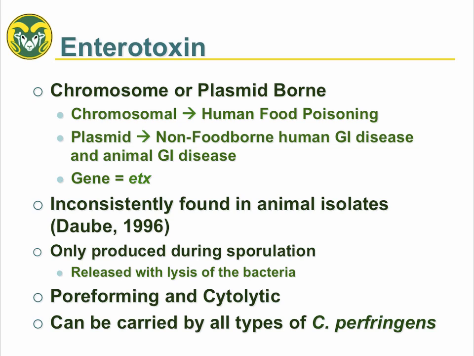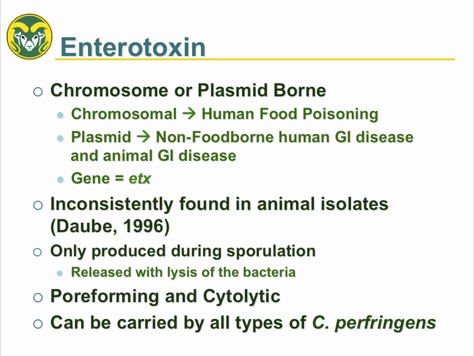Inconsistent in animal isolates, but then again, we've got this interesting thing about it in that it is only produced during the sporulation phase. So when the vegetative growing bacteria gets in an environment with more oxygen, where it doesn't like the nutrients, it's going to start to sporulate. As it starts to sporulate, it starts producing enterotoxin. And then at the final stages of sporulation, the rest of the bacterial cell breaks down and releases this as an exotoxin. So it's released with lysis at the end of sporulation, and all that's left is the spore, and the toxin comes on out.